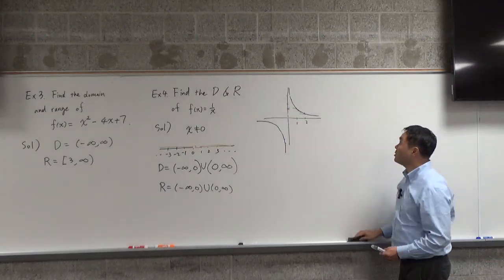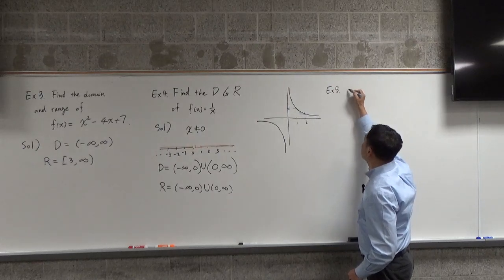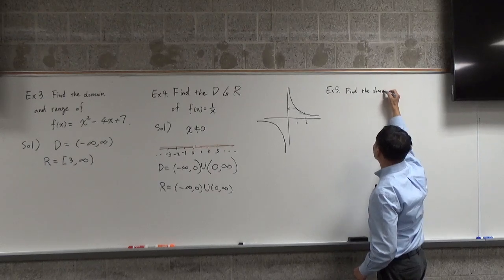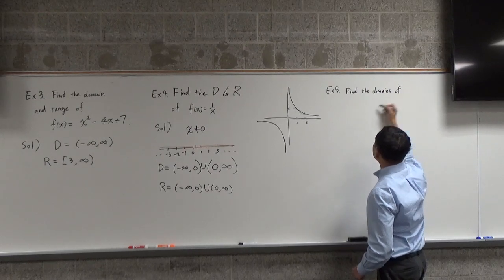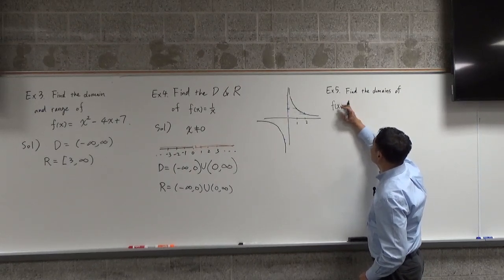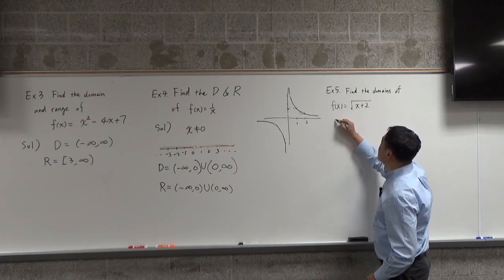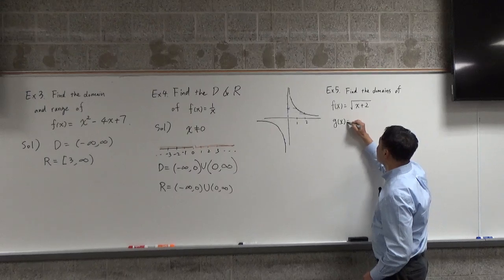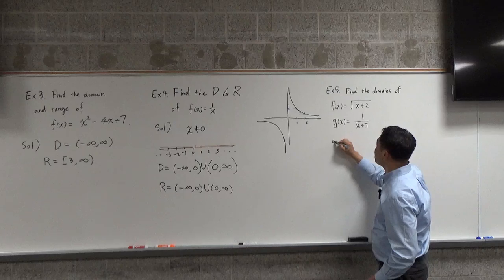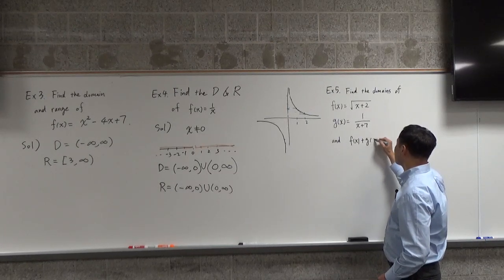Now let's move on to the harder questions. Find the domains of f of x equals square root of x plus 2, g of x equals 1 over x plus 7, and f of x plus g of x.